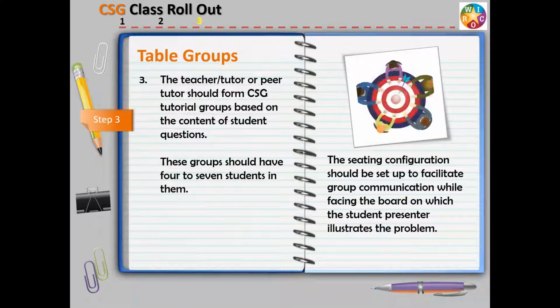Step 3. Table groups. The teacher, tutor, or peer tutor should form CSG tutorial groups based on the content of student questions. These groups should have 4 to 7 students in them. The seating configuration should be set up to facilitate group communication while facing the board on which the student presenter illustrates the problem.